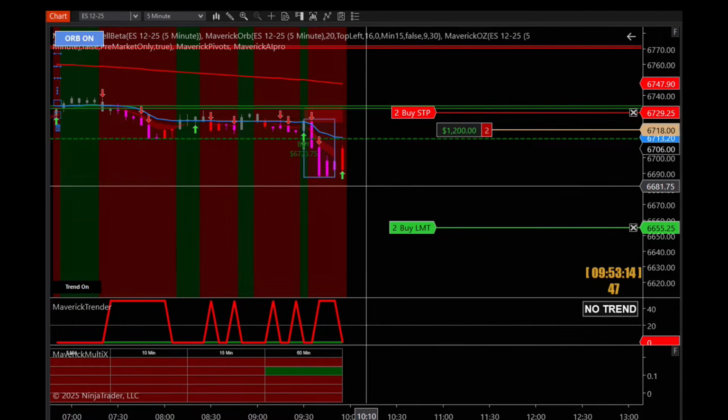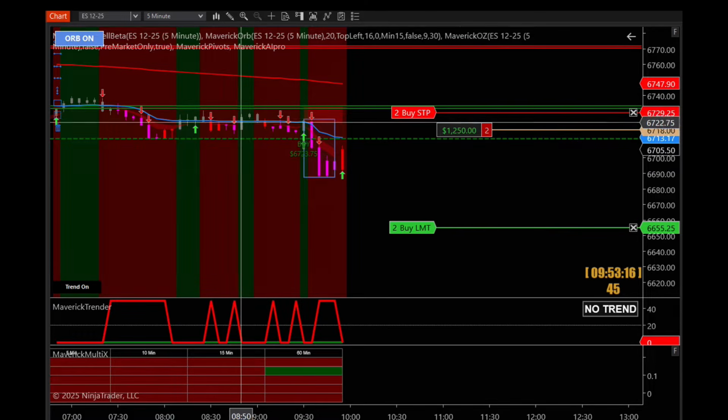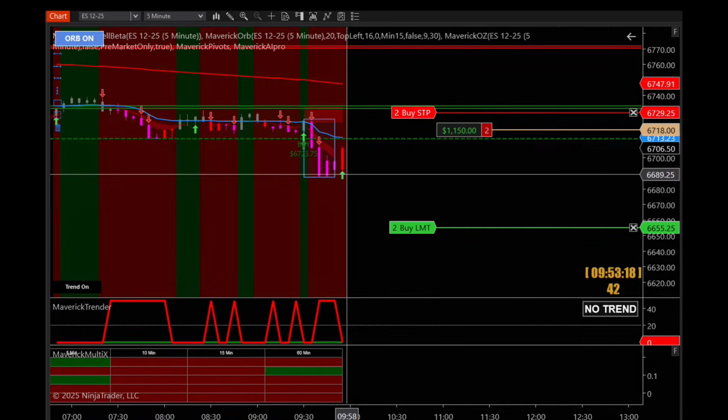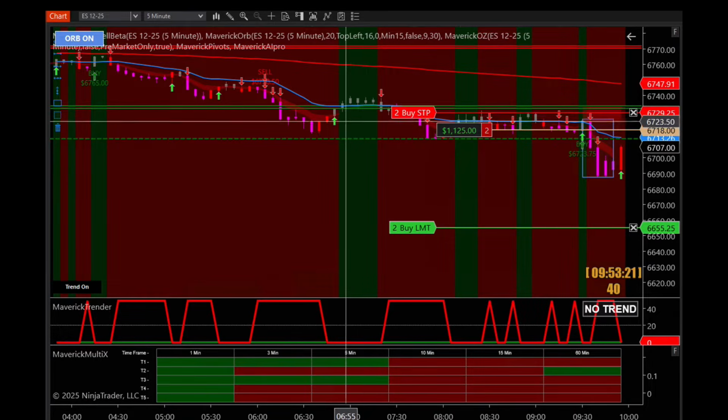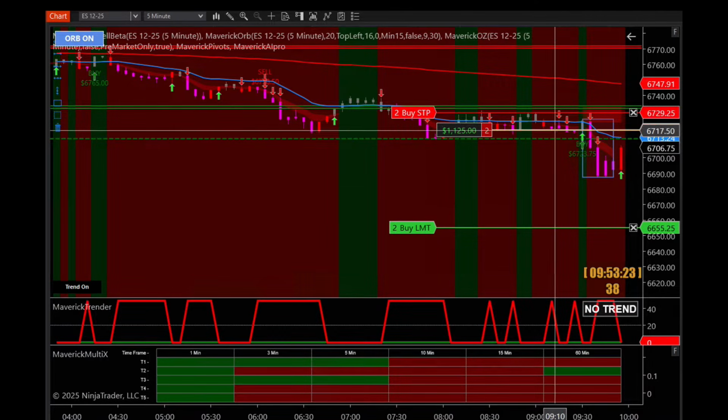but no big deal. We are below the Maverick guide. See this blue line right here, folks? When you're above it, we go long. When you're below it, you go short.